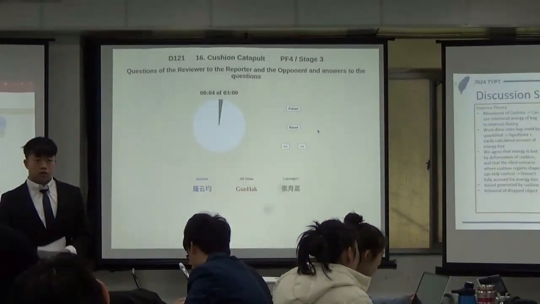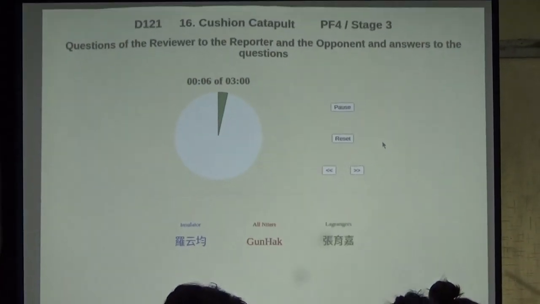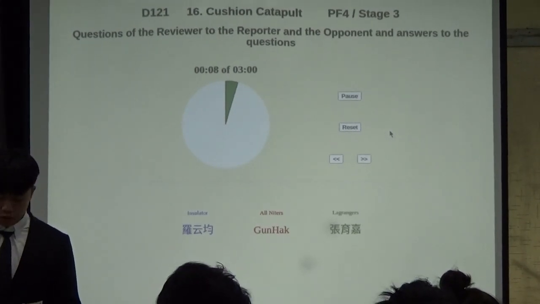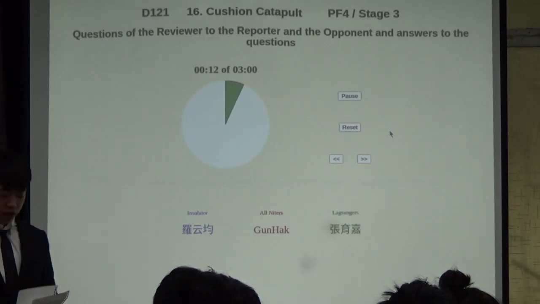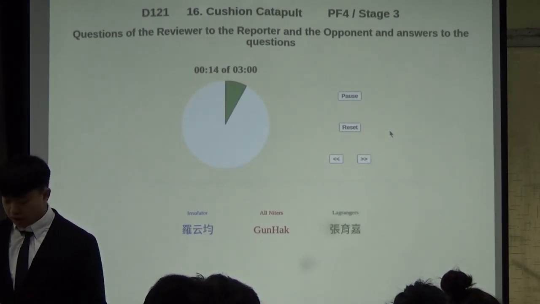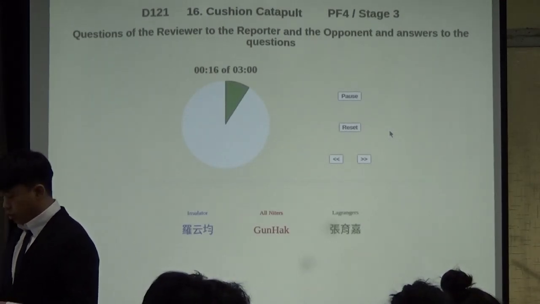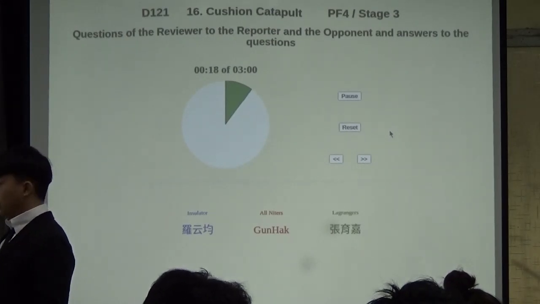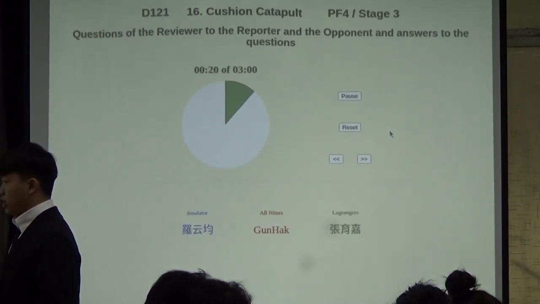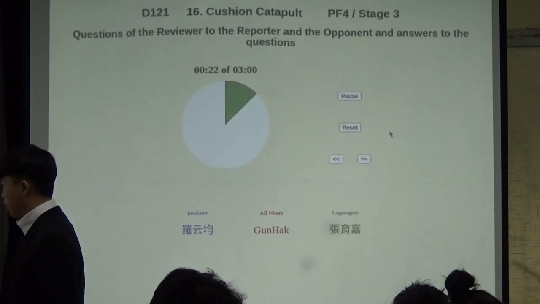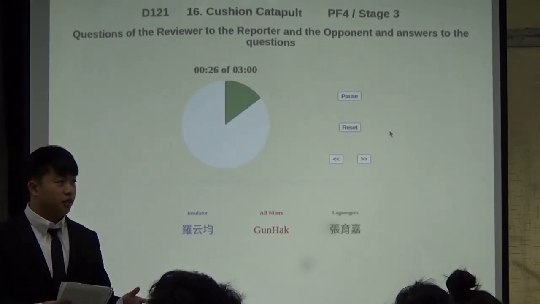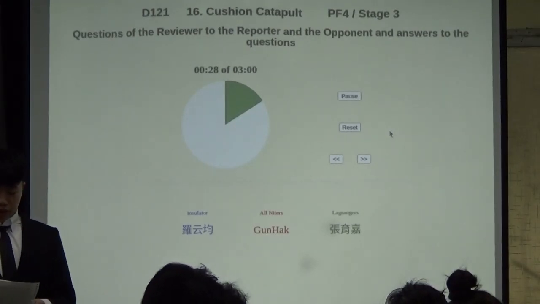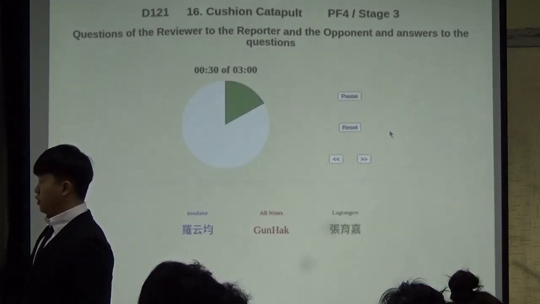So it's time for review. Good morning. I'm the reviewer of problem number 16. First, I would like to ask the reporter, which is the main factor affecting the exit velocity? What is the most significant one? I think it's gas volume. Okay, what do you think? I think it's mass loss. Okay, so can I ask what is your material of the cushion?